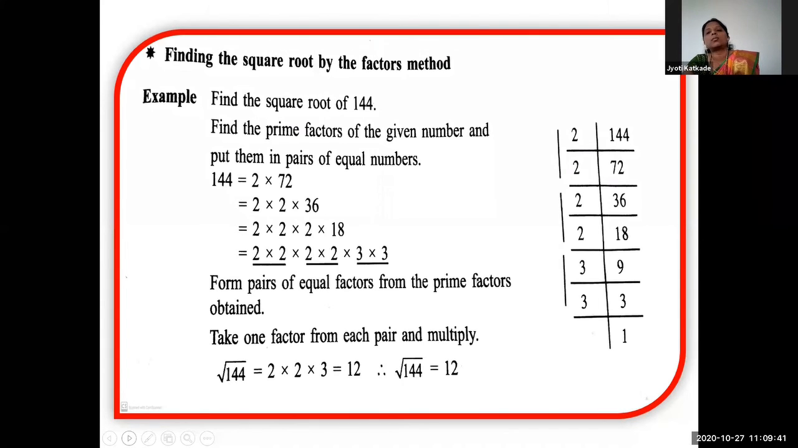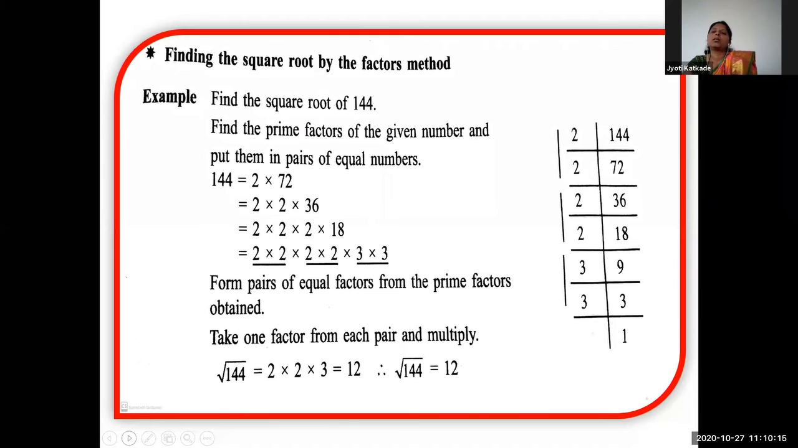First of all take the smallest prime factor, that is 2. Divide 144 by 2, we get 72. Again 72 is divisible by 2, so divide 72 by 2. We get 36. Again 36 is also divisible by 2, so divide 36 by 2. We get 18. Okay. Again 18 is also divisible by 2, so divide 18 by 2. We get 2 nines are 18. Now 9 is not divisible by 2.